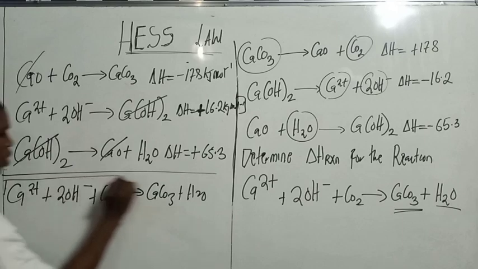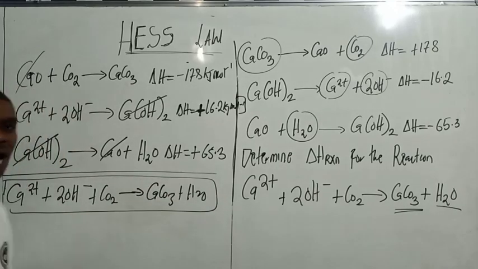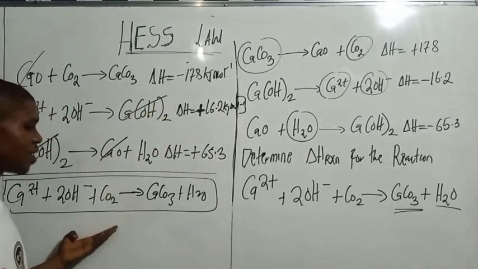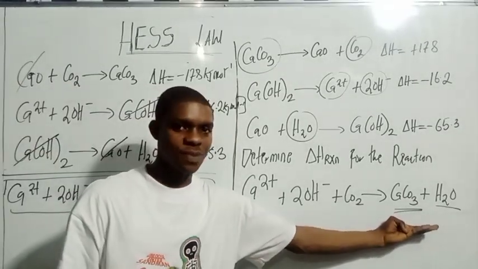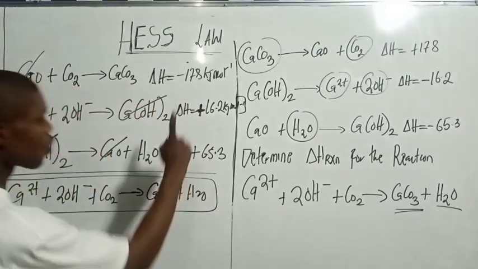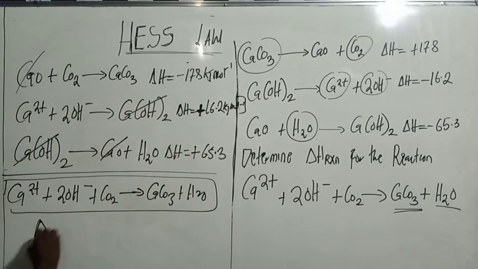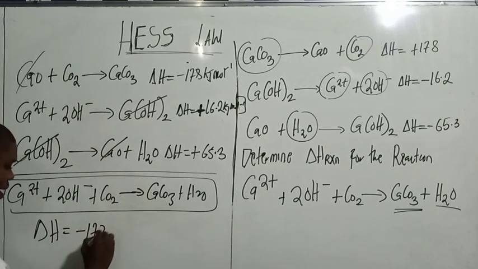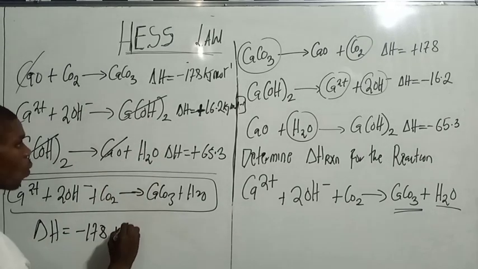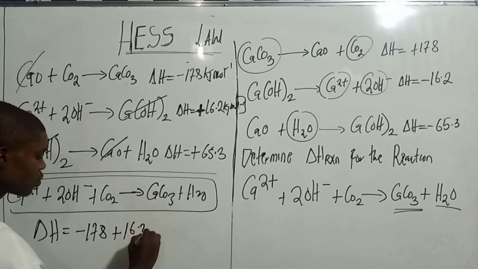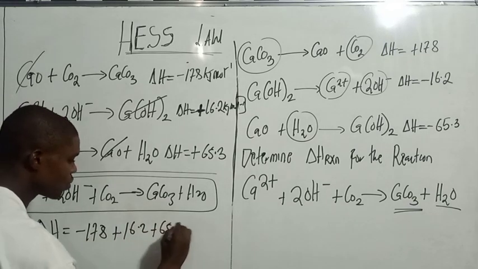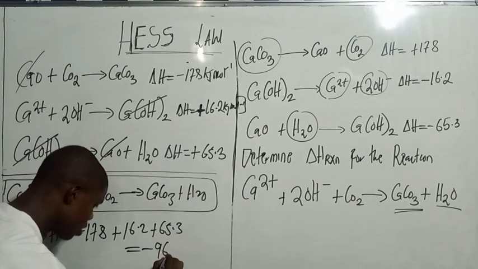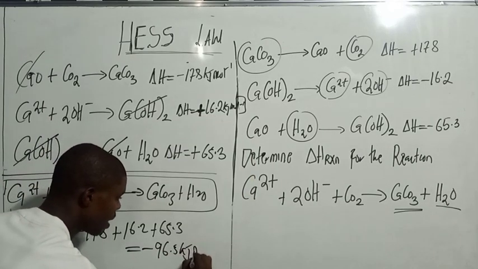Now if you do your work accurately and follow the steps I'm doing in this video, you should be able to get the final one. If, for example, after doing everything here it does not correspond to this final one here, it means that you are wrong. So what now is my delta H? My delta H is very easy here. It's going to be minus 178 plus 16.2 plus 65.3, so that you get your final answer. Minus 96.5 kilojoules per mole.